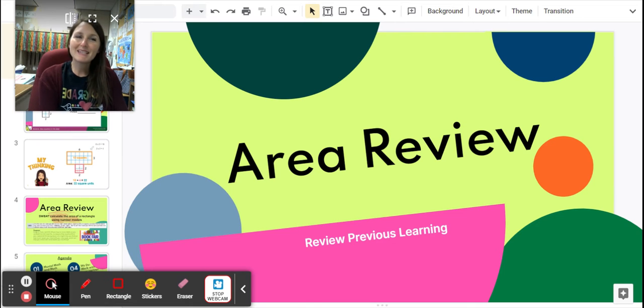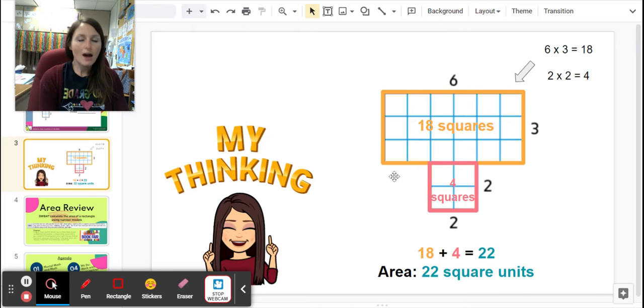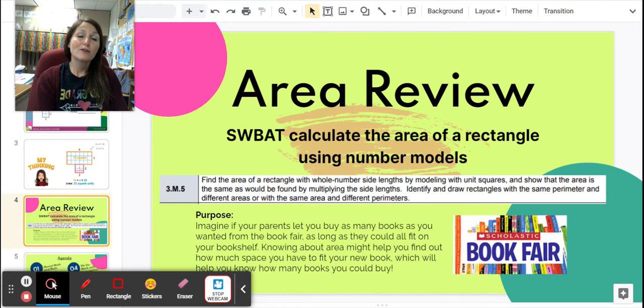Hi, boys and girls. Today we're going to be looking at area and reviewing what we've learned this year. So first, can you remember how to find area with this rectilinear shape? It's been a while. This is how I solved it. I broke it up into two different rectangles and then found the area of each of those and added them together. Today, you're going to be calculating the area of a rectangle using number models.